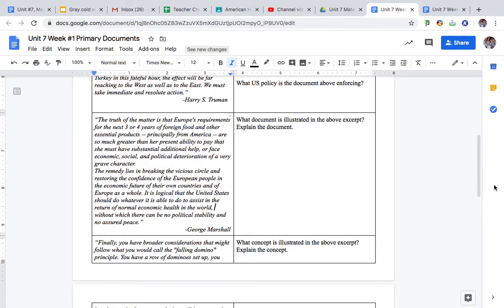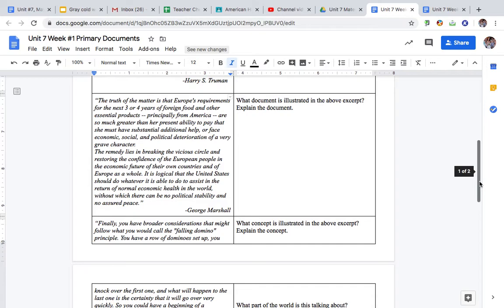All right, document number 3. Again, look at the author, George Marshall, and pay attention to kind of where people are being helped.